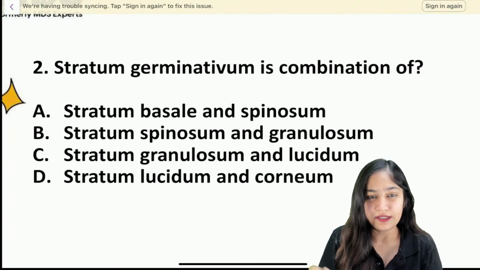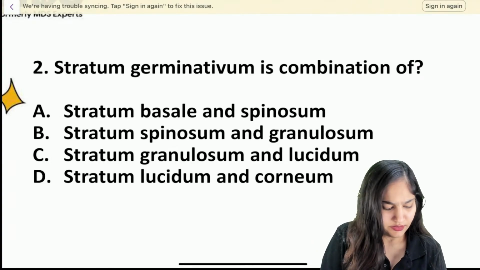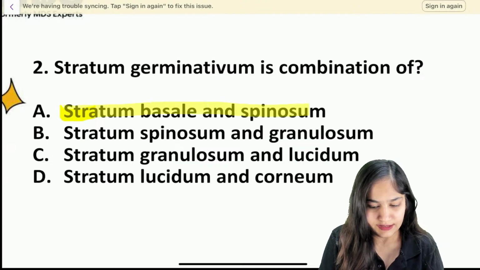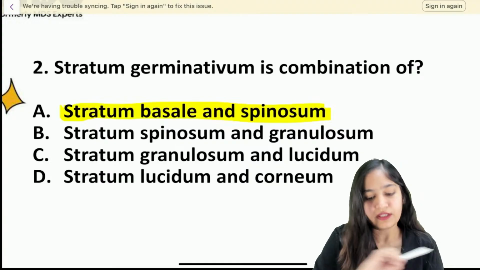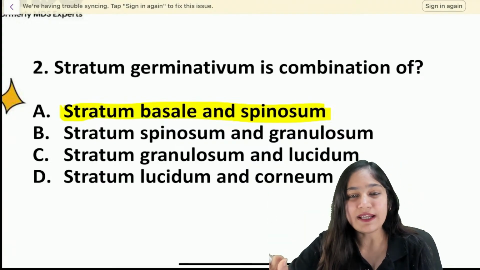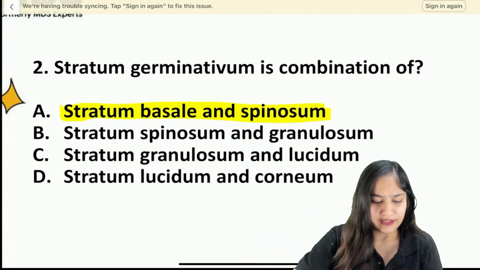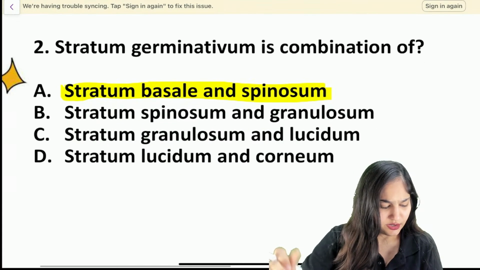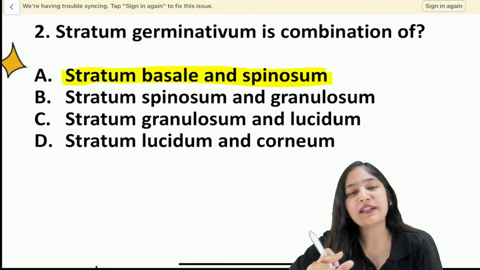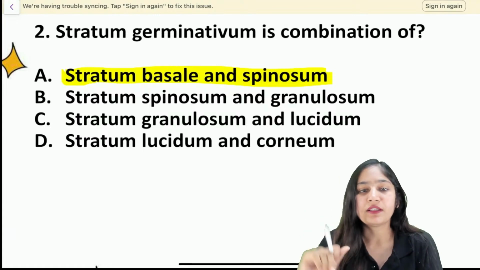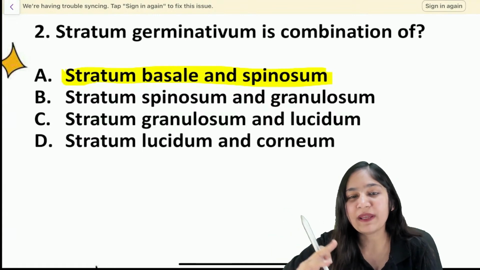Yes, Pratik? Okay. It is? Yes, Ruby, Nami. It is stratum basal and spinosum. Right? Nikesh, Manogna. Yes. So all of you are correct. What is germinativum? So it is mainly a combination of basal and spinosum.